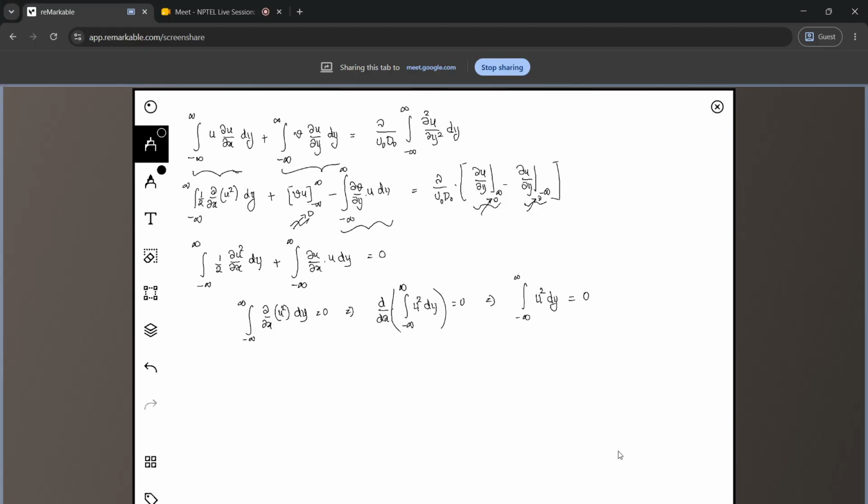Because there is no wall in between, which essentially boils down to saying there is no shear stress, so the net force is zero, which means the total momentum that you are going to get, integral rho u square dy, where rho is constant so I've taken it out, equals a constant.